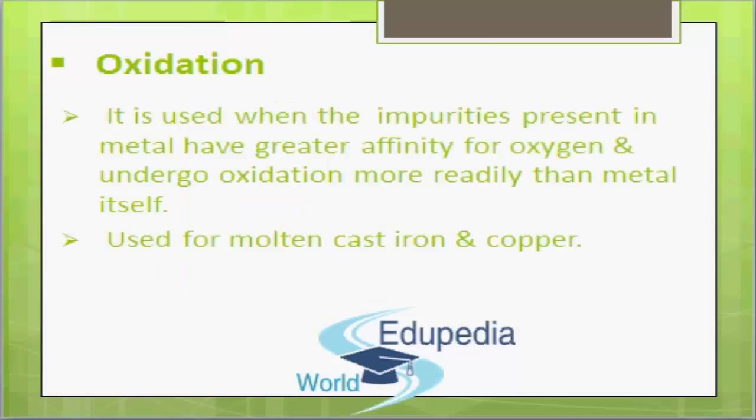Now, the next method of purification is oxidation. This method is used when the impurities present in the metal have greater affinity for oxygen and undergo oxidation more readily than the metal itself. Molten cast iron or copper is purified by this method.